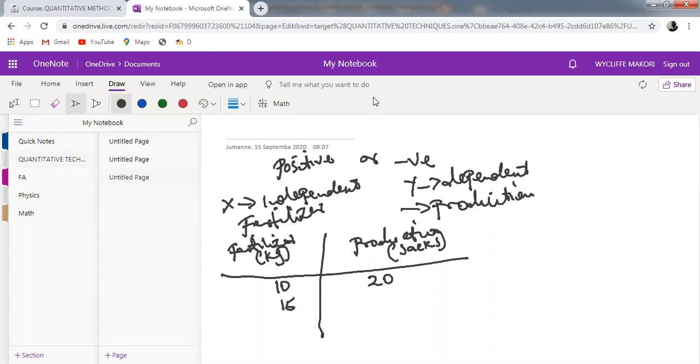When you add this one to be 15, just a minute. When you add the fertilizer to 15, just a minute, let me mute you people.